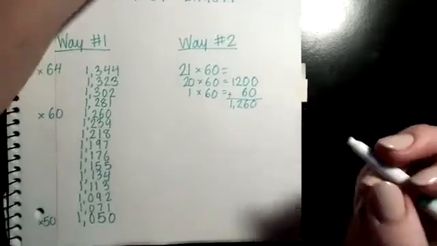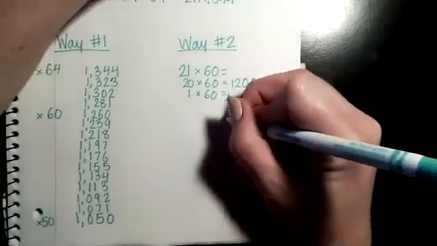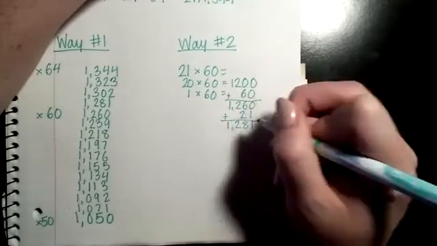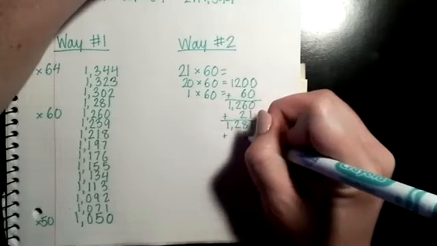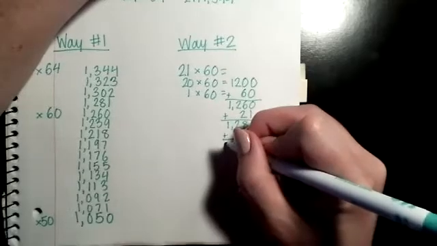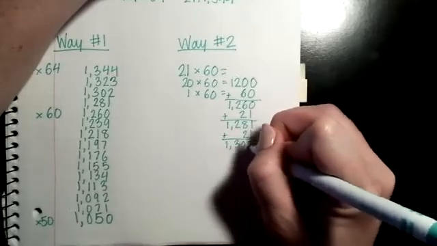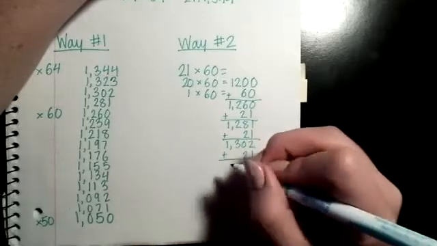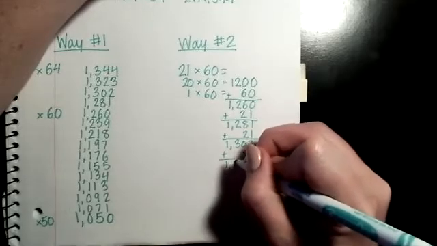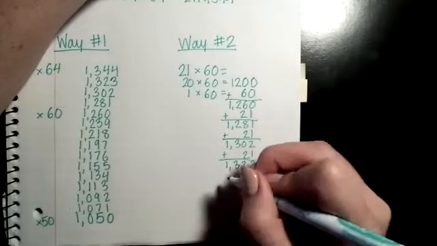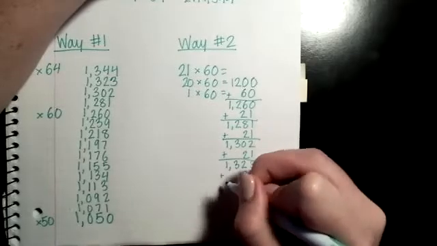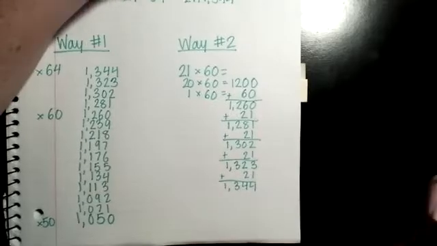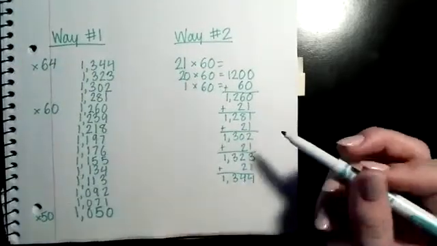All right, so I have 1,260 here. I'm going to add 21. That would be 1,281. Not quite there yet, so keep going. Add 21 again. That's going to be 1,302. Getting closer. We're in the 300s. Add 21 again. That's going to be 1,323. And then add 21 again. And that's going to be 1,344. Okay, so I got to my number here.